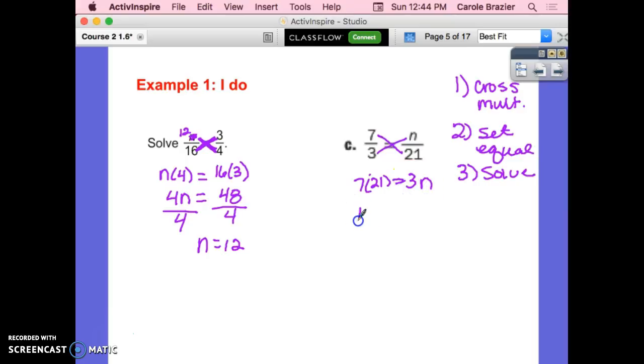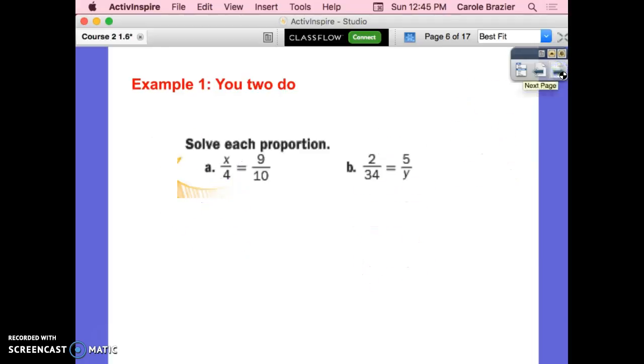So 7 times 21 is 147. 3n is just 3n. And then I'm still solving for the one with the variable. So divide by 3, and n is equal to 49. Okay, so this is pretty much the basics of what we're doing today, just a lot of solving.